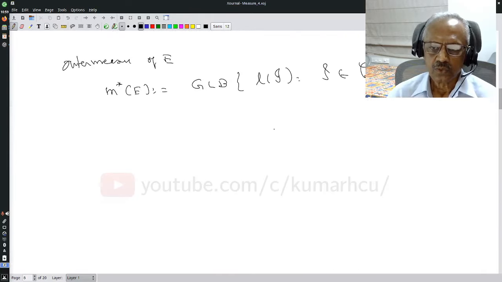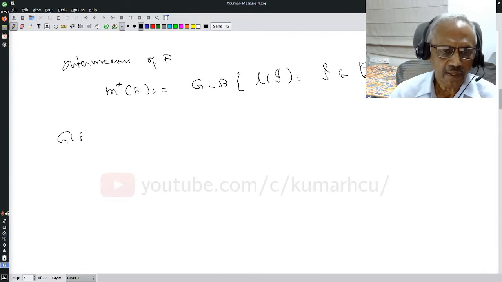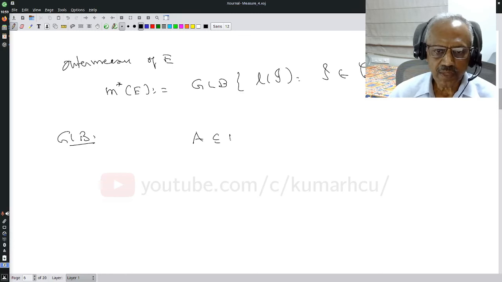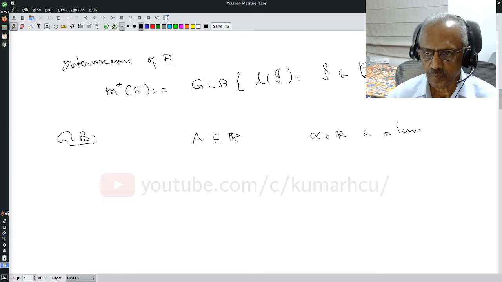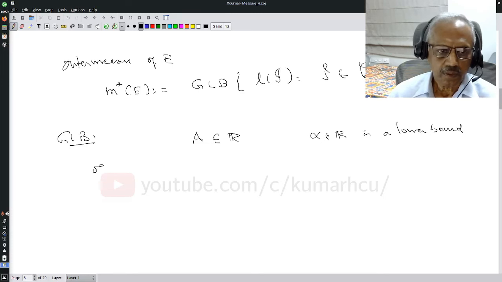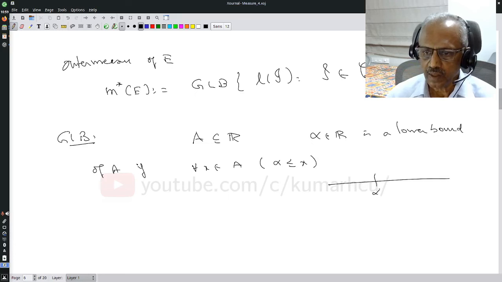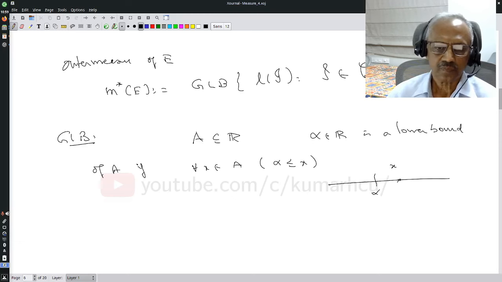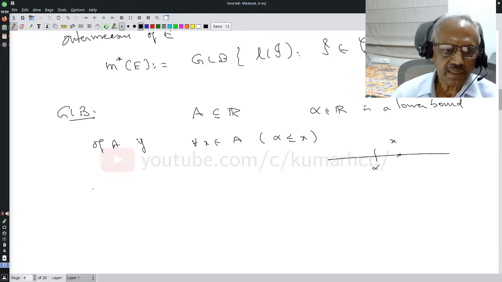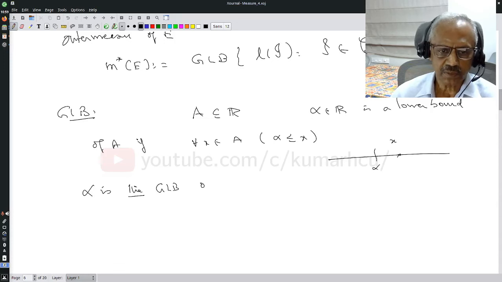So let me recall what the greatest lower bound is. Suppose A is a subset of R. A real number alpha is a lower bound of A if for all x in A, alpha must be less than or equal to x. This means this is alpha, and x must be here. If x is an element of A, it must be greater than or equal to alpha. And I say alpha is the GLB of A, it is going to be unique, so I don't want to stop to prove such a thing, if two conditions are satisfied.